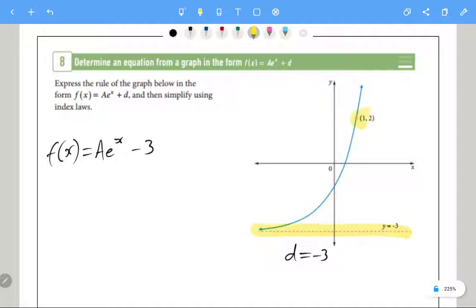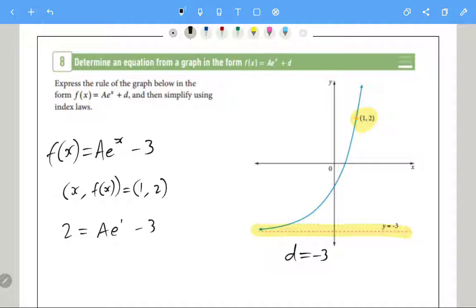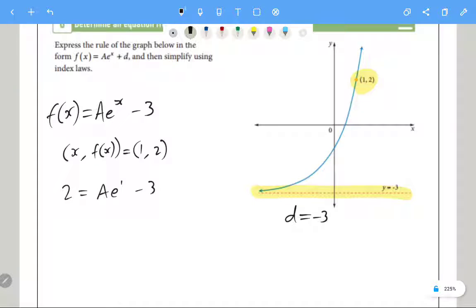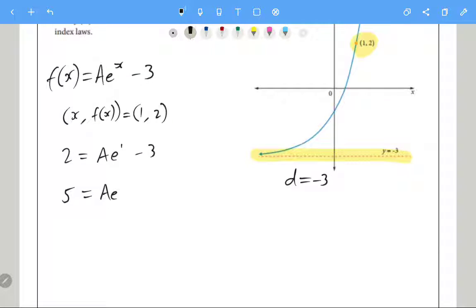But we've been given a point. We know that 1, 2 is on this line. Therefore, if I replace x, f of x, with the point 1, 2, well, I'm going to get 2 is equal to a e to the 1 minus 3. Alrighty? And well, that means that I'm going to get 2 is equal to a e minus 3, add 3 to both sides, 5 equals a e, and then we get a must be equal to 5 on e. Divide both sides by e. Alrighty, there we go, finished.